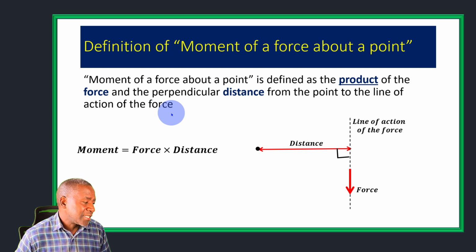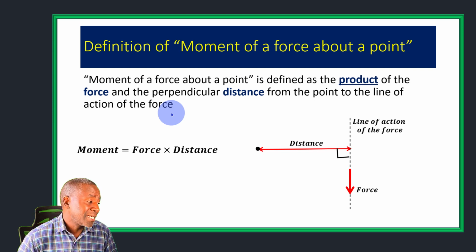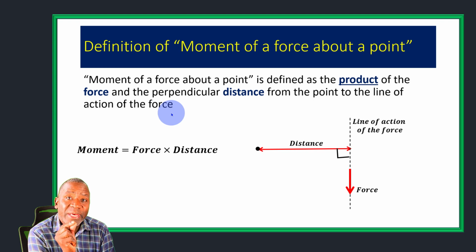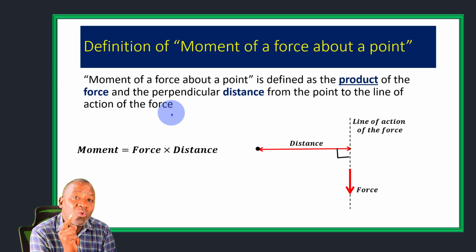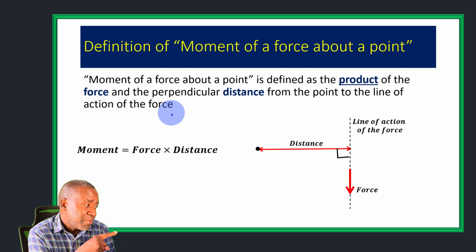So being a product, the equation associated with its definition is this one. Moment is equal to force times distance. But remember that distance must be perpendicular to the force, because if it is parallel to the force, what you will be calculating is not moment, but another physical quantity referred to as work. Work is given by the same equation, force times distance, but this time the force and the distance are parallel to each other. They are in the same direction. But when they are perpendicular, we are working out a physical quantity referred to as moment.